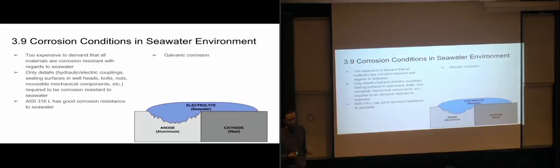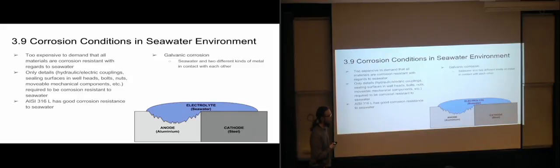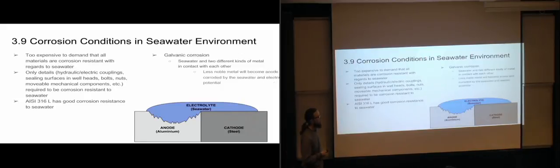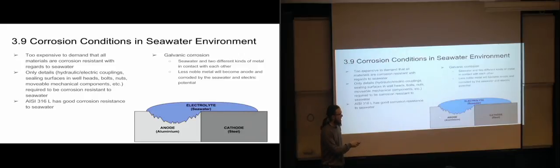And this is what we call galvanic corrosion. So seawater and two different kinds of metal are in contact with each other. So these three components, all of them in contact. And the aluminium, which is the less noble material, will become the sacrificial anode.